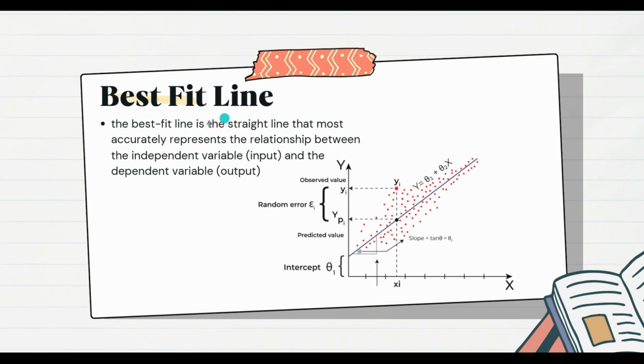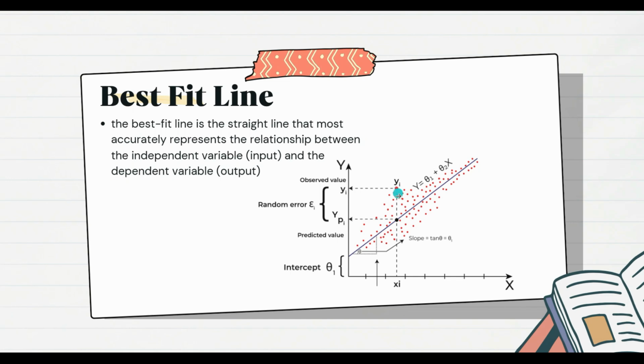What is best fit line? The best fit line is a straight line that most accurately represents the relation between independent variable and dependent variable. So this represents the relation between x and y. For example, for a given x, we have a predicted value p here, and the absolute value or the actual value y here.